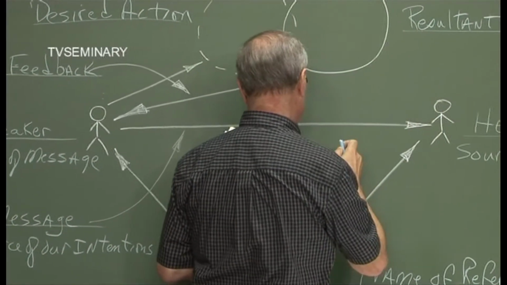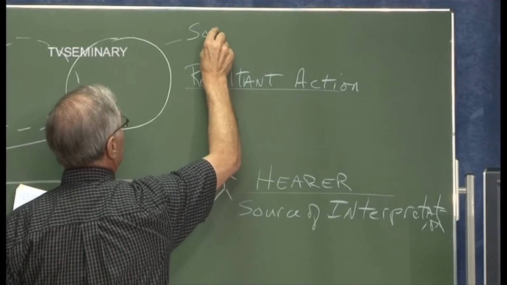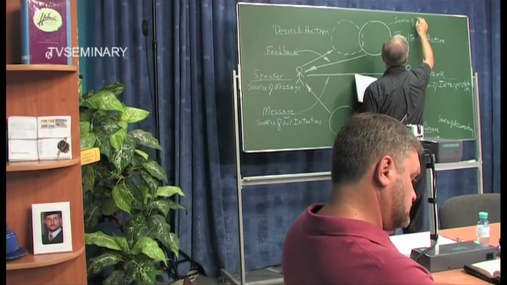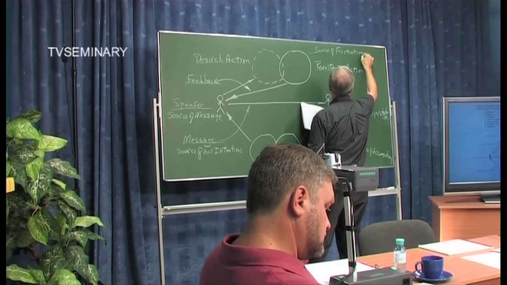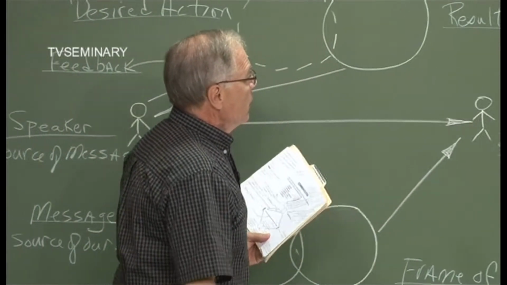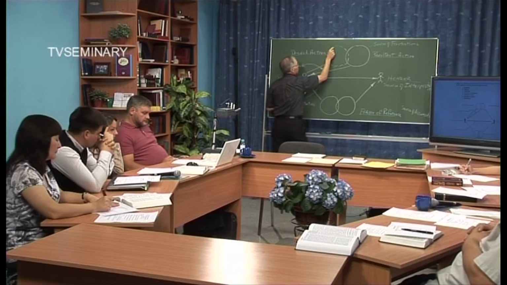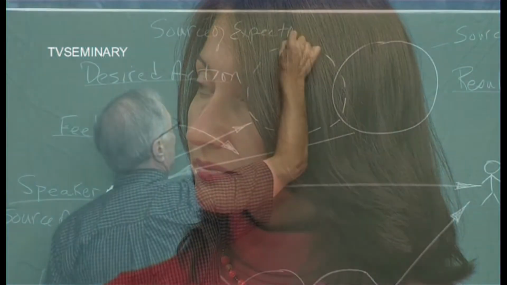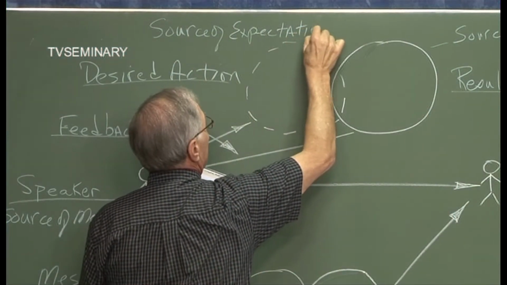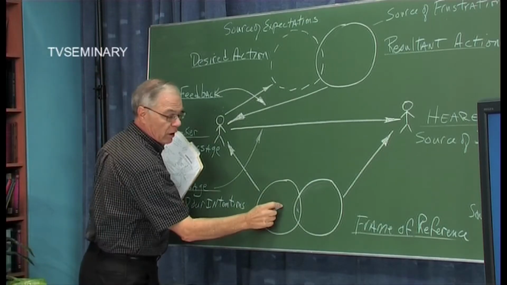This is most often a source of frustration, because what happens may not be the same as what we were expecting. So here is the source of expectations. Where do our expectations come from? From our assumptions.